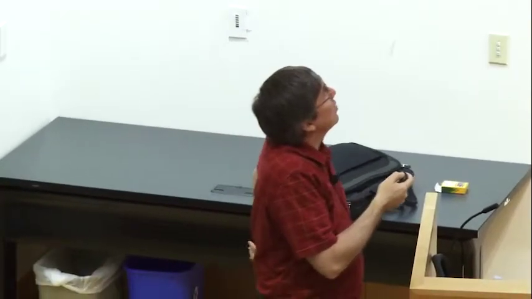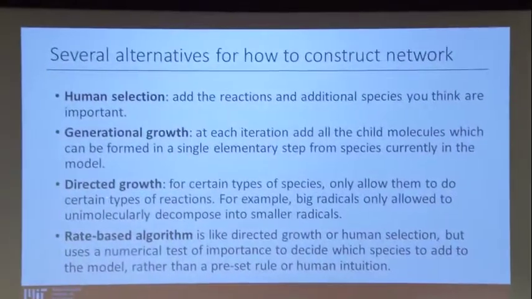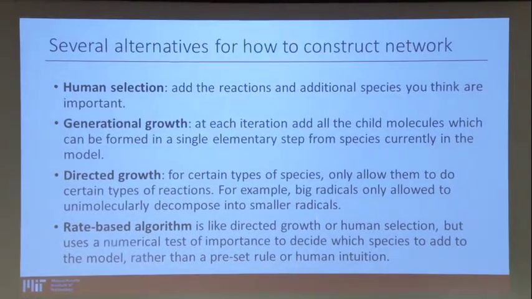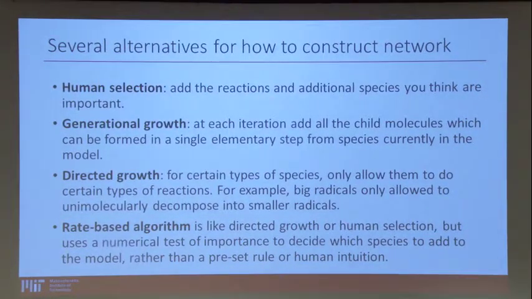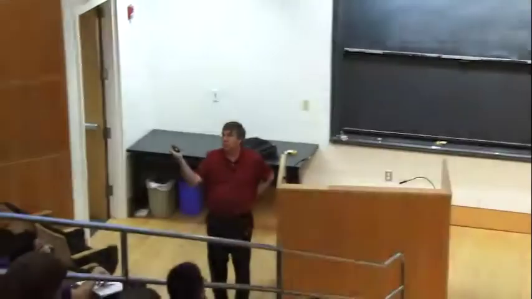Then another idea is directed growth. And this one is, let's say that we always think that big radicals always unimolecularly decompose into small molecule radicals. That's what we said happens in diffusion flames on the fuel pyrolysis side. Basically every time you make a big radical, right away, very fast, it breaks up into little tiny radicals. So let's just assume that not only does it do that fast, but it's the only thing it does. We don't consider the fact that maybe some oxygen diffused over there and it reacted, or maybe two of these radicals get together and recombine, or anything else. We say, forget it. All the big radicals in our model are only allowed to break up into small radicals.